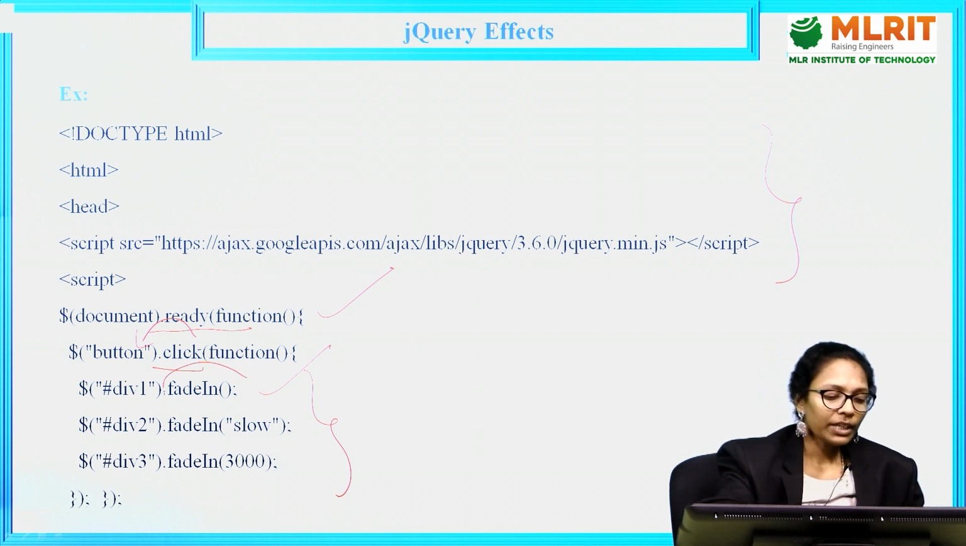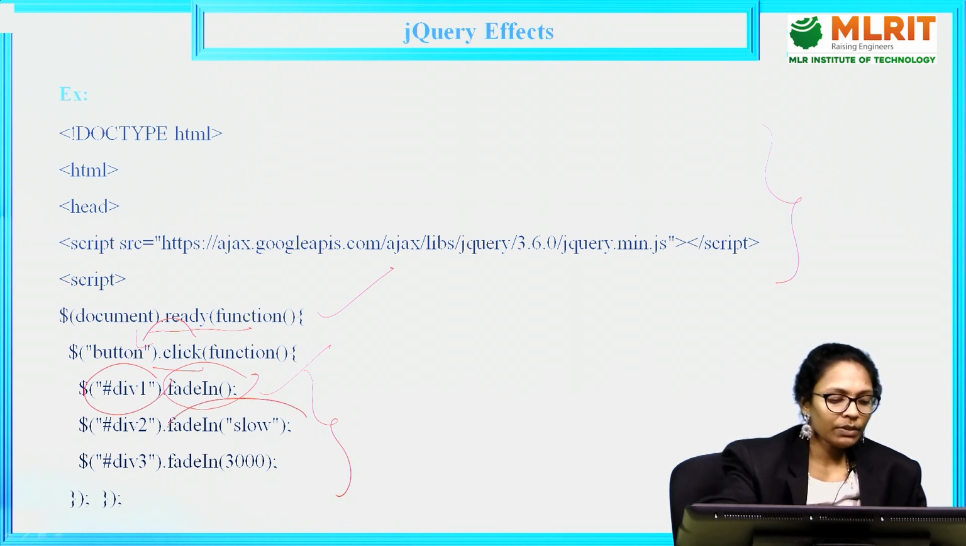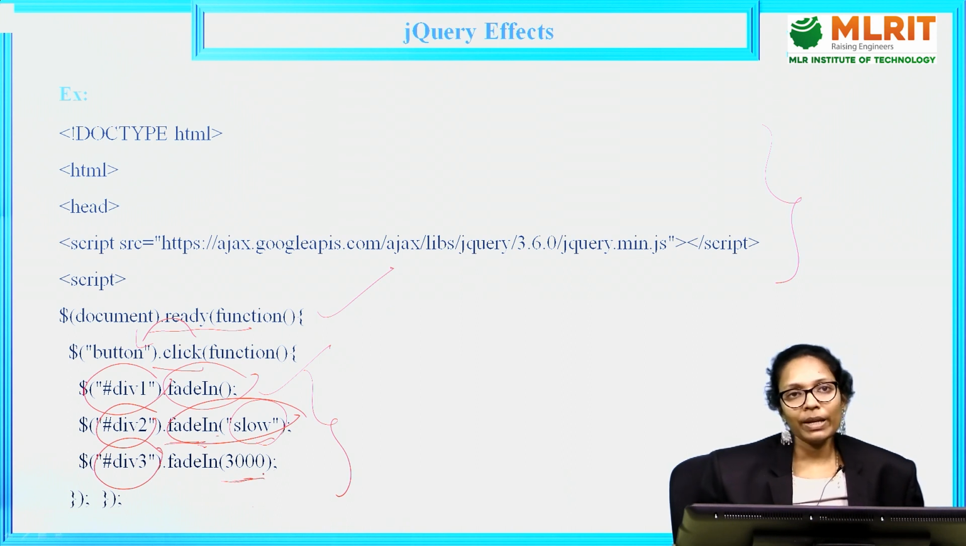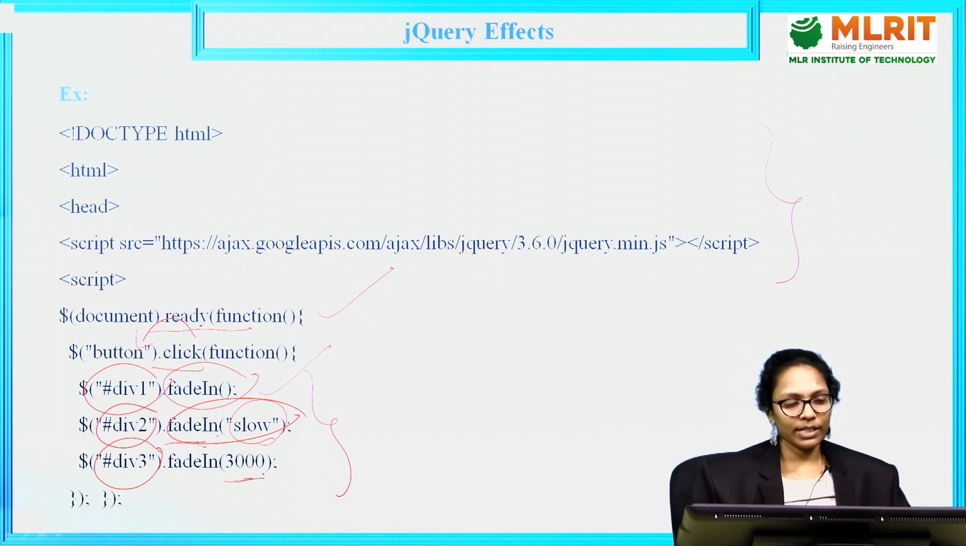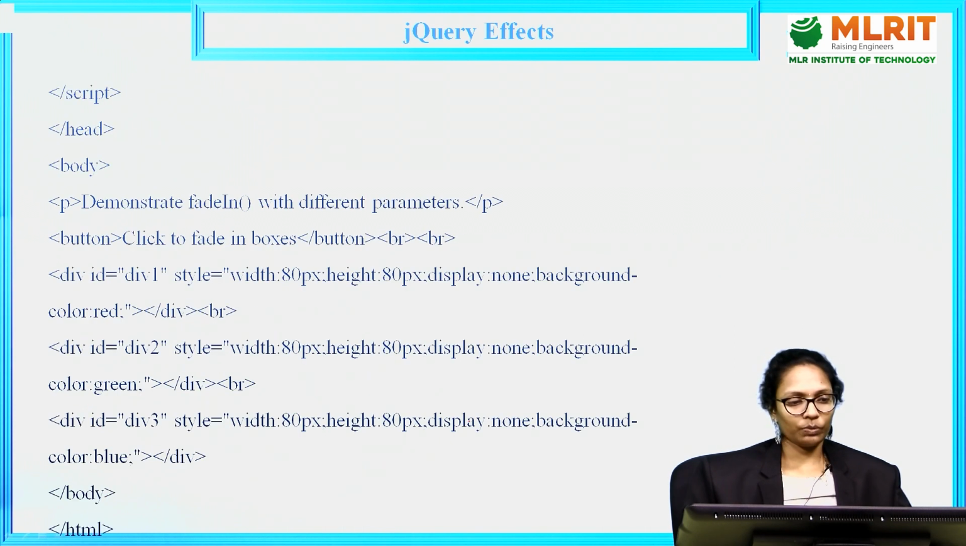So you are applying the fade in function for division 1, and you are applying the second fade in function for division 2. So what is the second fade in function? The same fade in function, but the speed is slow. And coming to this third function, you are applying it for division 3, and here you are passing the time in milliseconds, 3000 milliseconds. The speed of this effect is 3000 milliseconds. So the first one is the default speed, the second one is slow speed, and the third one is 3000 millisecond speed. So now we need to create a button followed by three divisions also.